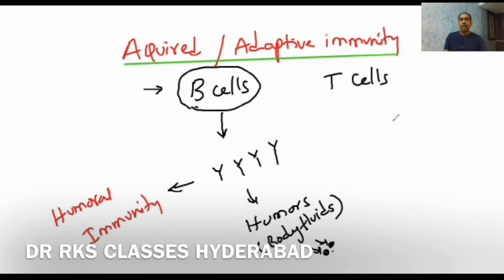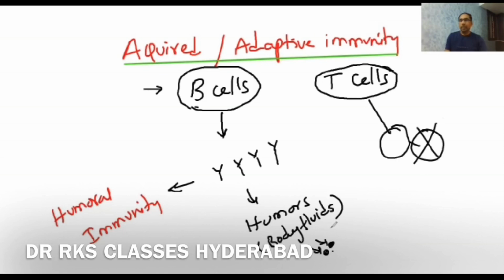On the other side, T cells are directly involved in killing the infected cell. The immunity that is brought by the T cells directly is called cell-mediated immunity.